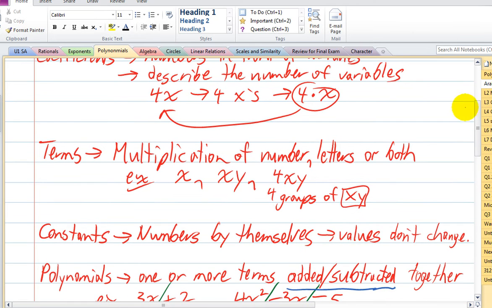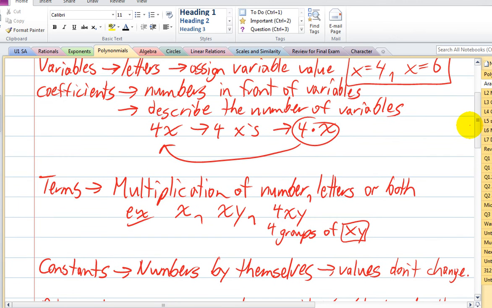Now we have constants. Constants are numbers by themselves. Their values don't change. For example, if we have x plus 4, then the constant equals plus 4. We usually write the constant at the end of the statement. Sometimes we can write it at the beginning, but generally we write it at the end.